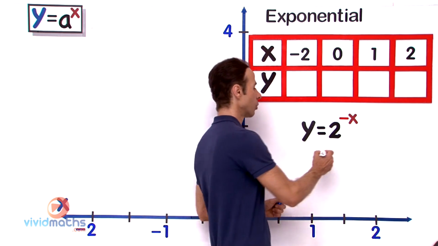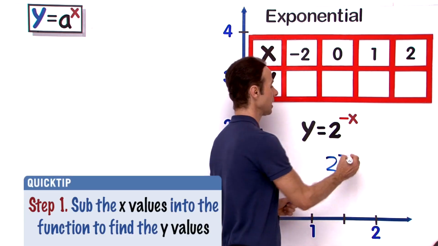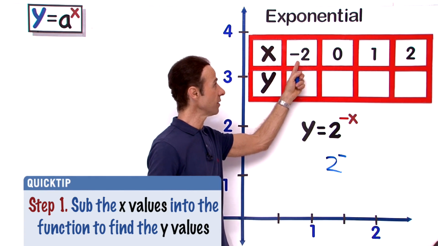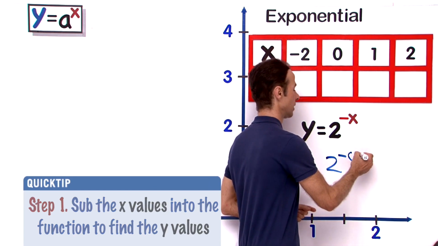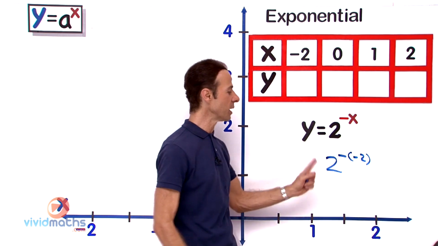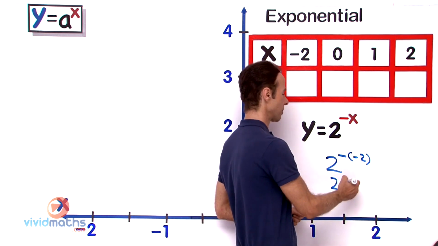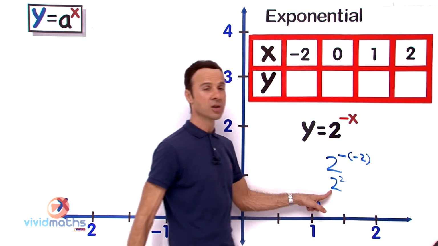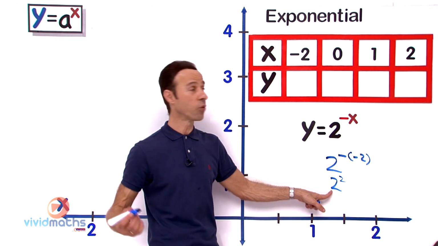So that will mean we have 2 to the power of negative, and then we already have another negative of negative 2. So there's two negatives, meaning it's going to be 2 to the power of positive 2. So 2 to the power of 2 is simply 4. So let's put that in.